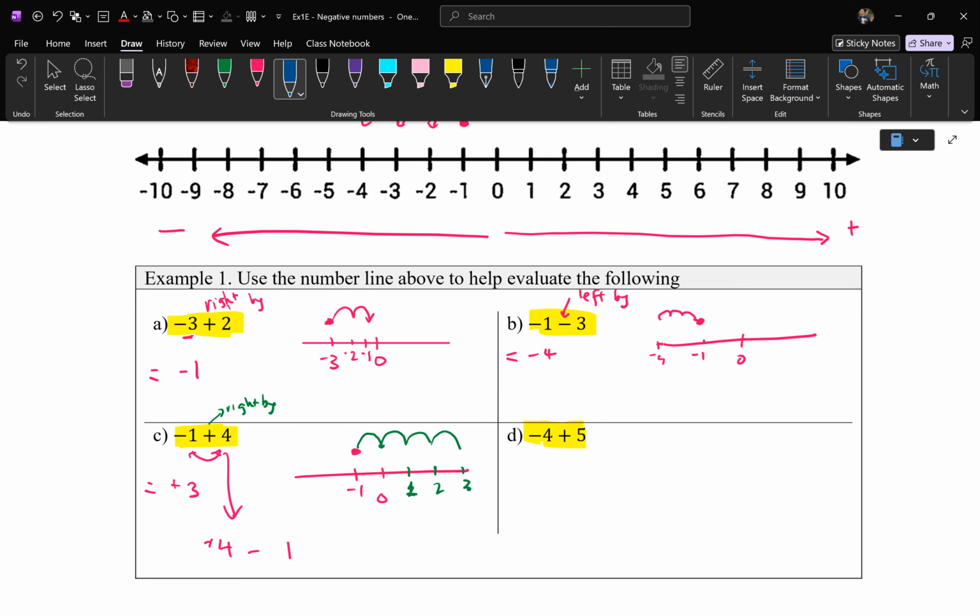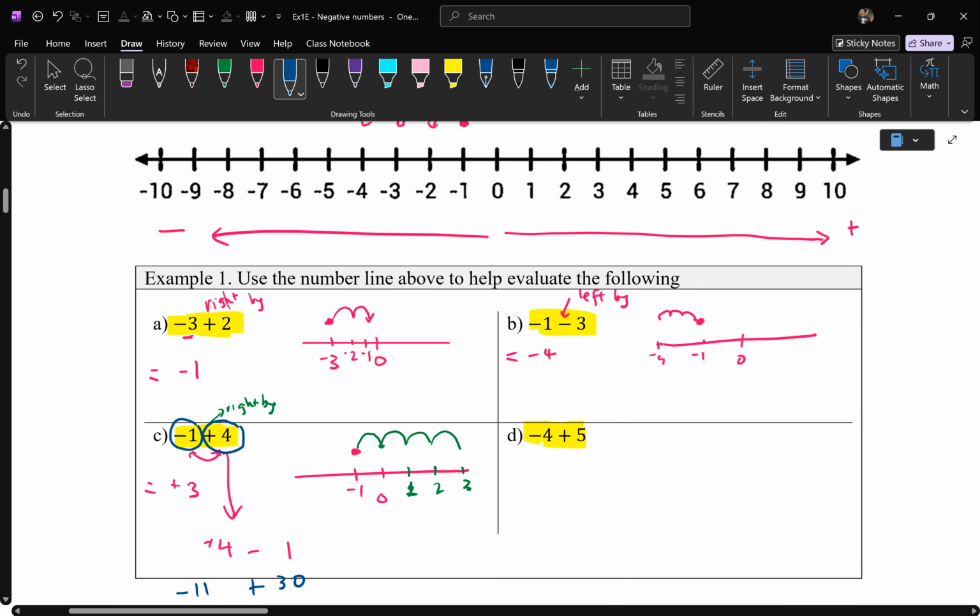But when you swap it, you got to remember the signs go with each other. So -1 is 1 sign, plus 4 is 1 sign. So -1 plus 4 is actually the same as saying positive 4, take away 1. So that means if I gave you -11 plus 30, yeah, this means the same thing as saying positive 30, take away 11.